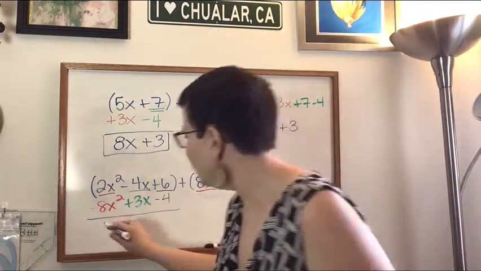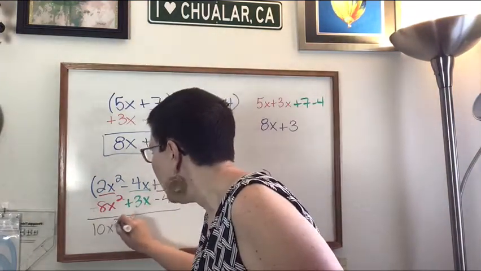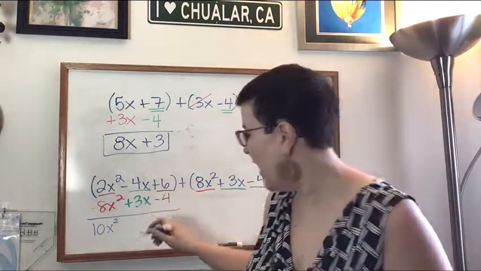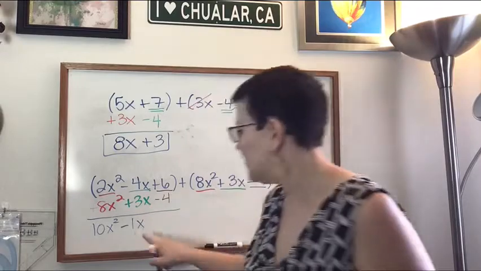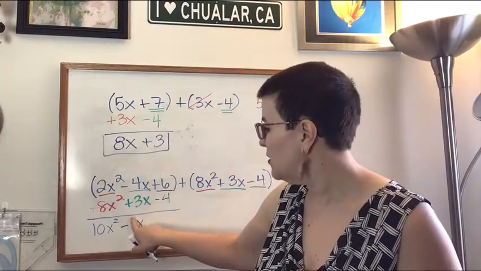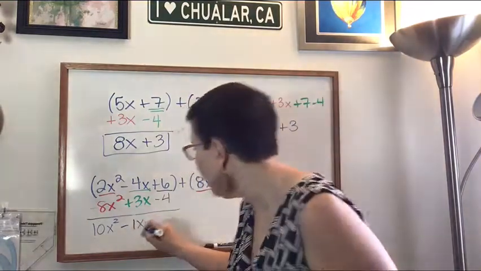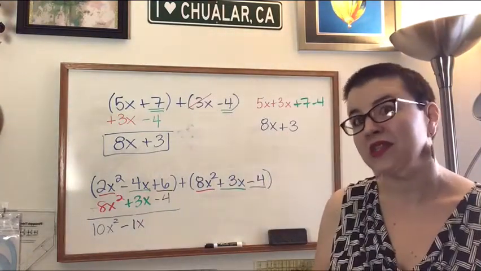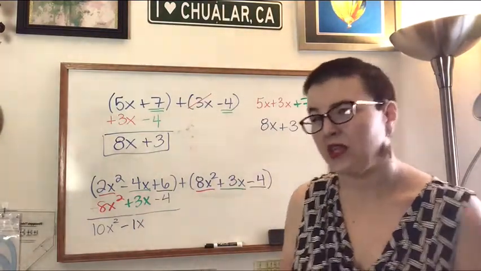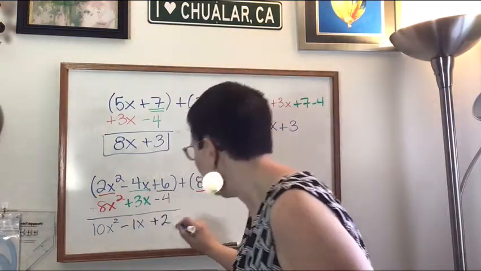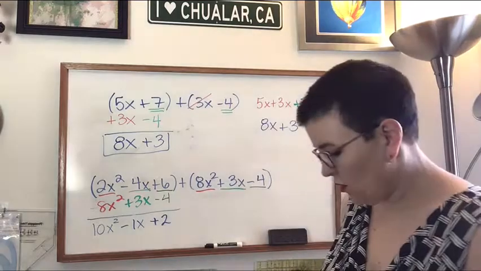All right, 2 plus 8 is 10, and it keeps its x squared. -4 plus 3, you subtract, and the bigger guy keeps its sign. You can write it as -1x. You can just write it as -x, whatever makes you happiest. But remember, if there's no number in front of it, it does default to a 1. That's something that catches people a lot, so watch out for it. And then 6 minus 4 is 2. All right, so that's my answer.